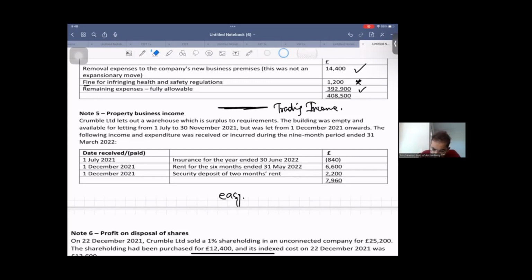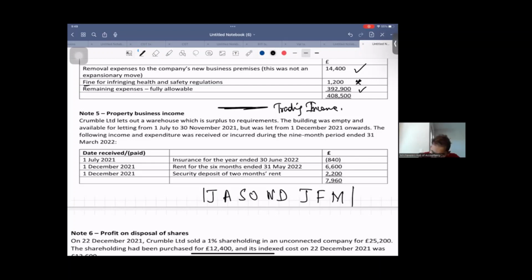Just write your accounting period. I have already told you in this question, the accounting period is 9 months: July, August, September, October, November, December, January, February and March. Accounting period is July to March. Okay. So tell me, read this line.